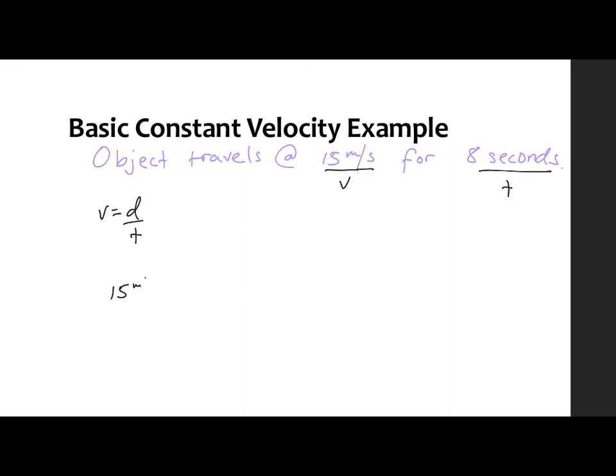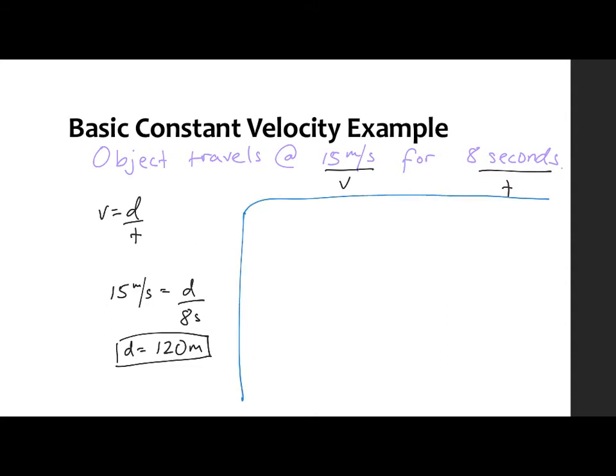So going 15 meters per second equals d over 8 seconds. D is then equal to 8 times 15, so that is 120 meters. That's an example of questions you might see where they give you 2 of the 3 variables and you have to solve for the missing one. This is an example where distance and displacement are the same thing because we're traveling in a straight line. Now what happens if you're not traveling in a straight line?